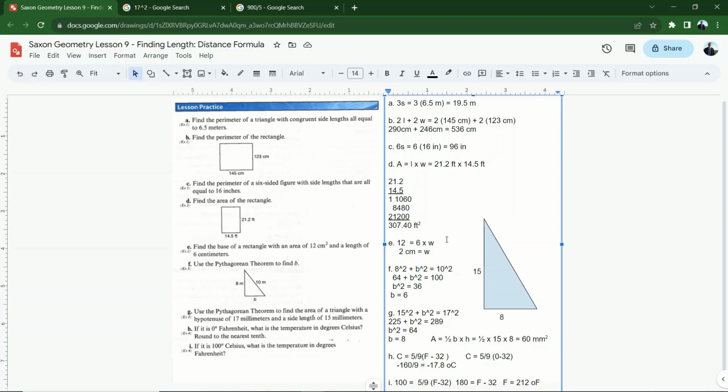All right, that's how you work formulaic problems. You write out your formulas and you plug in the numbers that you know to solve for what you don't know.